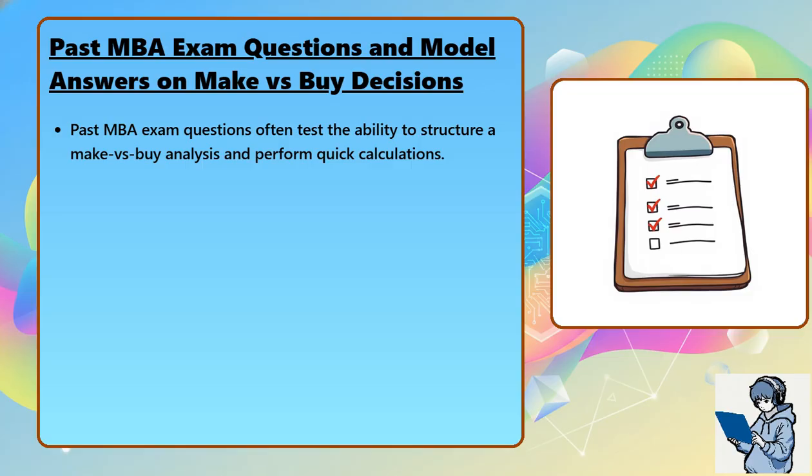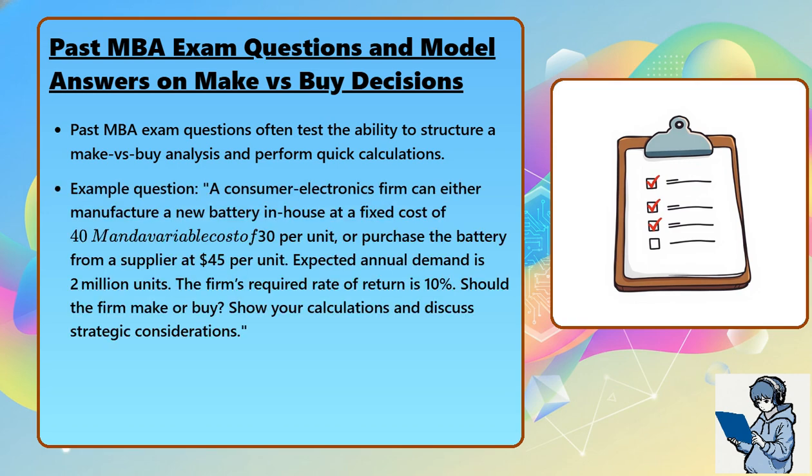Past MBA exam questions often test the ability to structure a make versus buy analysis and perform quick calculations. Example question: a consumer electronics firm can either manufacture a new battery in-house at a fixed cost of $40 million and a variable cost of $30 per unit, or purchase the battery from a supplier at $45 per unit. Expected annual demand is 2 million units. The firm's required rate of return is 10%. Should the firm make or buy? Show your calculations and discuss strategic considerations.